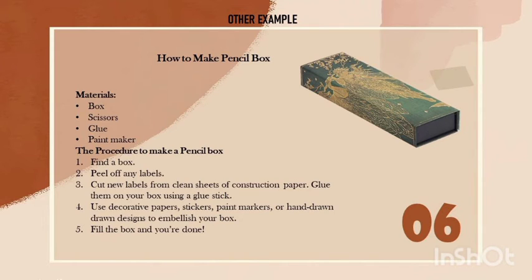Cut new labels from clean sheets of construction paper. Glue them on your box using a glue stick. Use decorative papers, stickers, paint markers, or hand-drawn designs to embellish your box. And then fill the box and you are done.